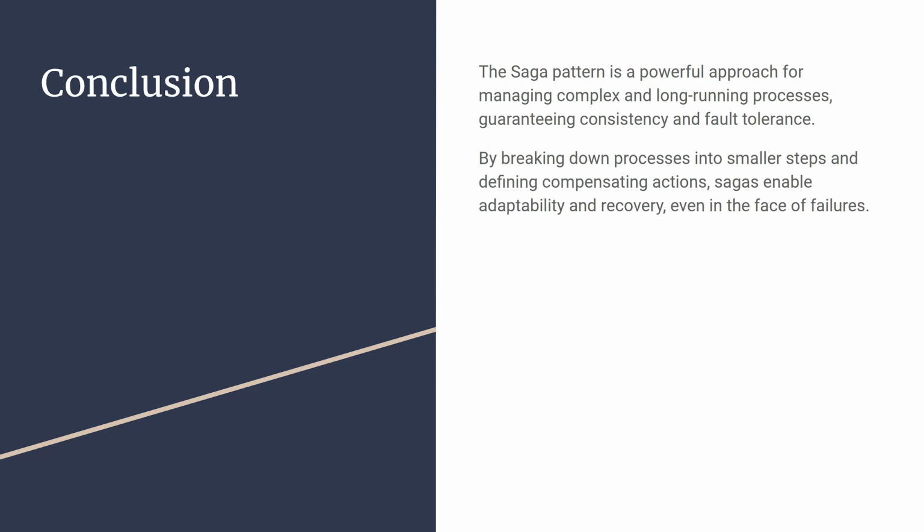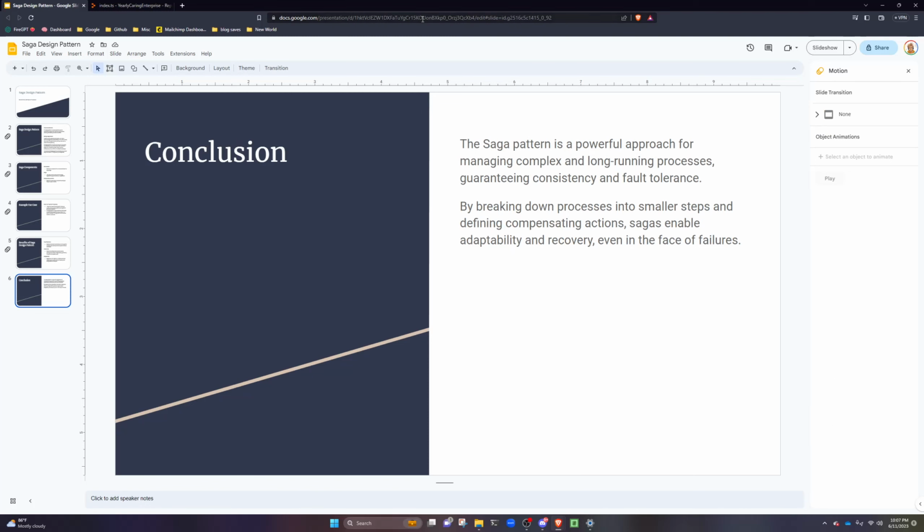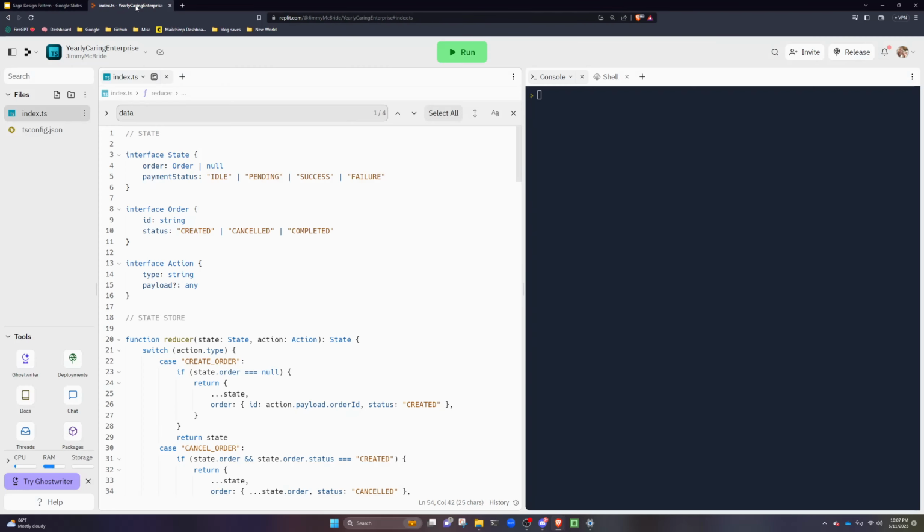In conclusion, the Saga pattern is a powerful approach for managing complex and long-running processes, guaranteeing consistency and fault tolerance. By breaking down processes into smaller steps and defining compensating actions, Sagas enable adaptability and recovery even in the face of failures. And with that, let's take a look at our code example here.